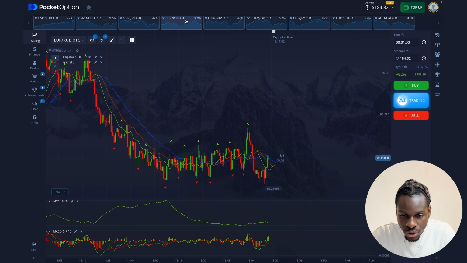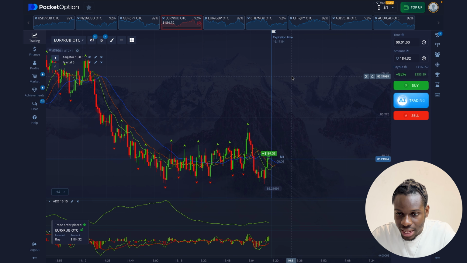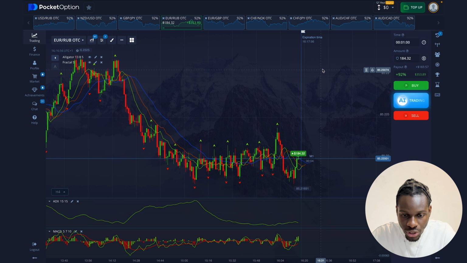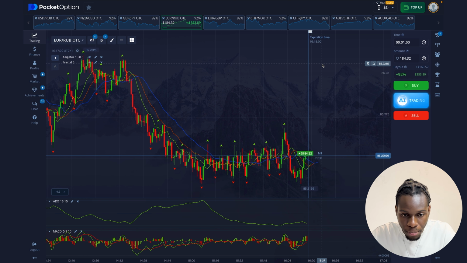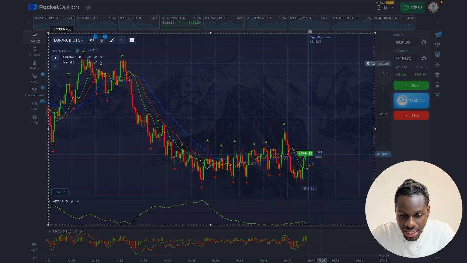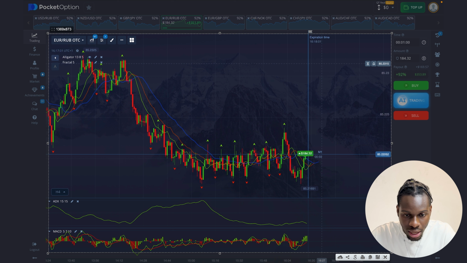Come on, where are you? Okay, guys, so we have our next entry, and here we took a buy. This is actually a very good entry point. Right now, the market is actually in a flat momentum, but before that, we could see a downward trend, and we could see a strong support area.